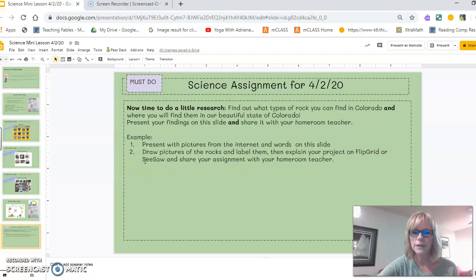Or another idea is to draw pictures. It's fun to be artistic during this time, being at home. Draw pictures of the rocks you found. Make sure again that you label them. Then explain what you found on maybe Flipgrid or Seesaw. Explain the rock you found, where they can be found in our beautiful state of Colorado.